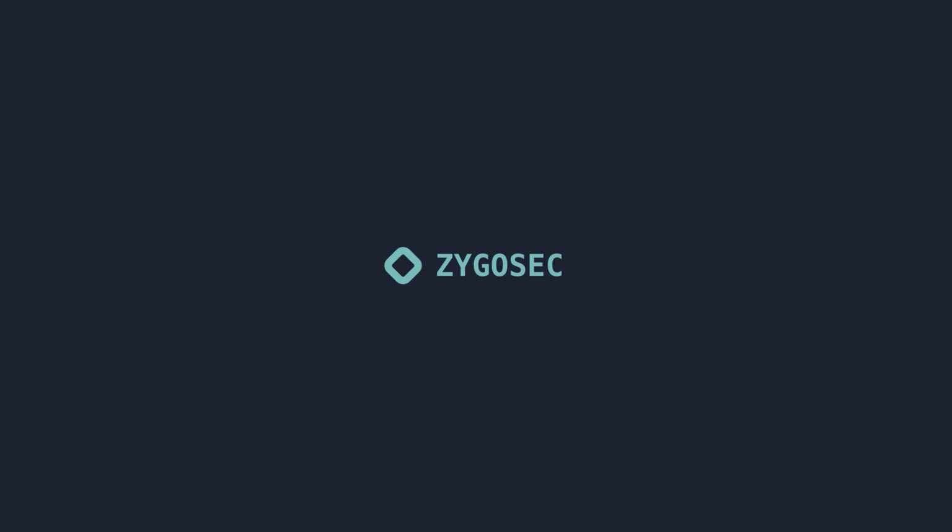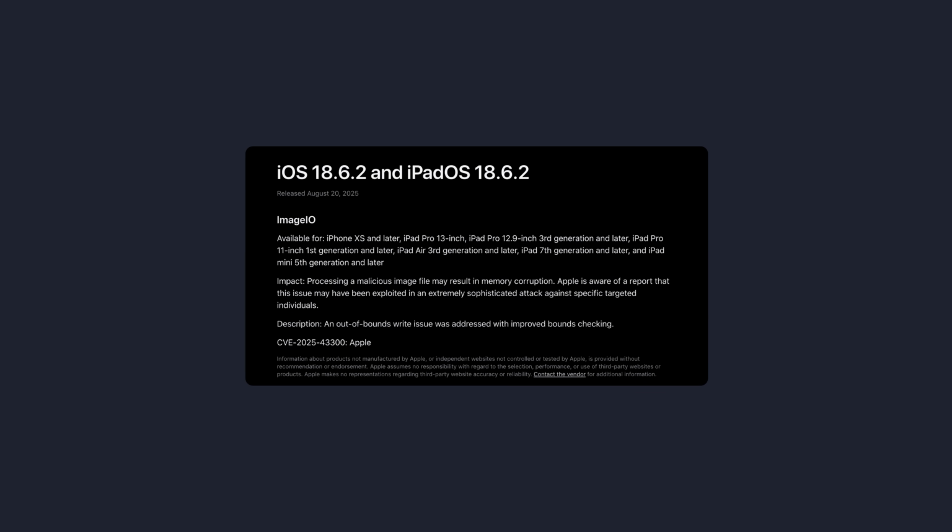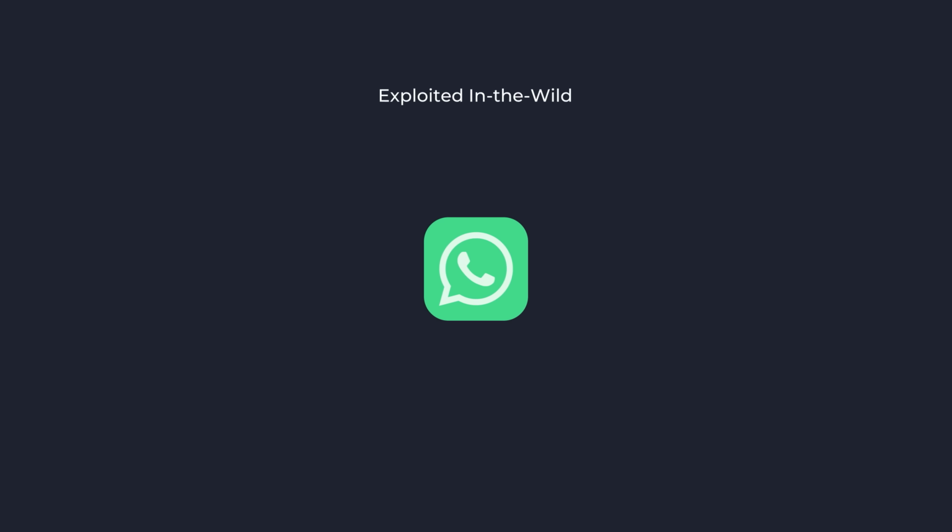iOS 18.6.2 patched yet another image parsing vulnerability. It was found to be exploited in the wild, and when paired with a second bug in WhatsApp, it was used to gain remote code execution on iPhones with zero user interaction required. This is commonly referred to as a zero-click exploit.